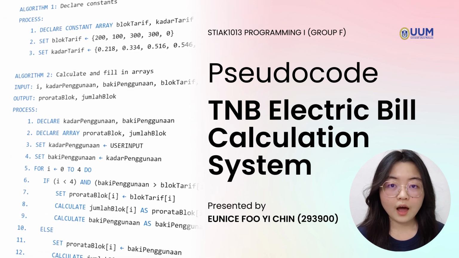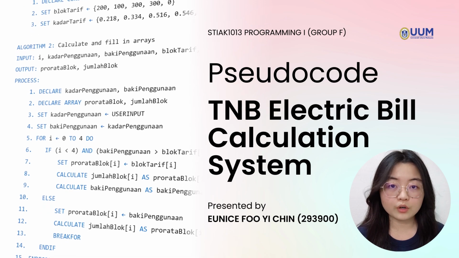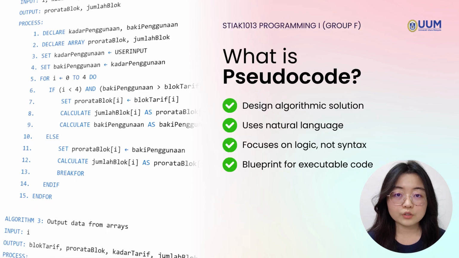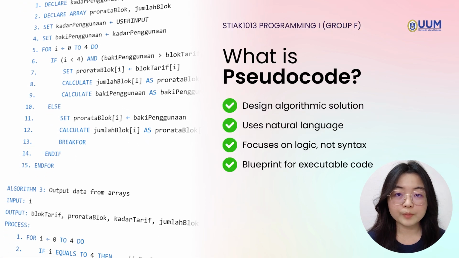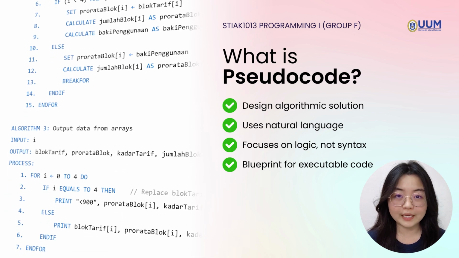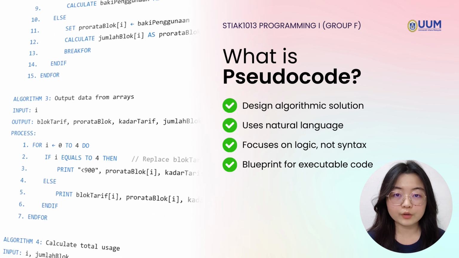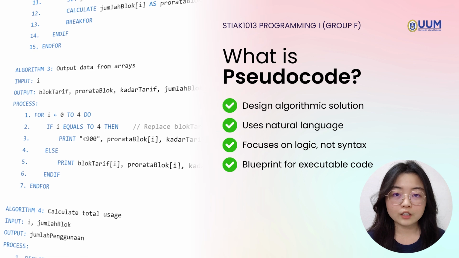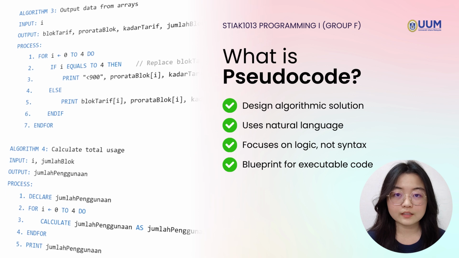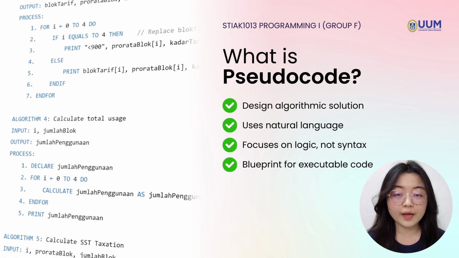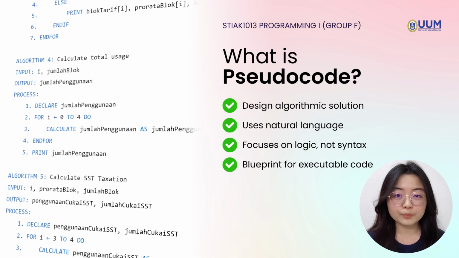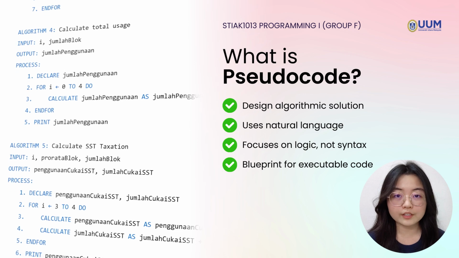In this video, I will present and explain my pseudocode for the case study, TNB electric bill calculation system. Pseudocode is a tool used in problem solving to design algorithmic solutions before actual programming begins. It uses natural language to describe and explain the logical flow of a program without focusing on the programming syntax. Pseudocode is designed to be simple and easy to understand for effective problem solving. It serves as a blueprint for converting logic into an executable program.